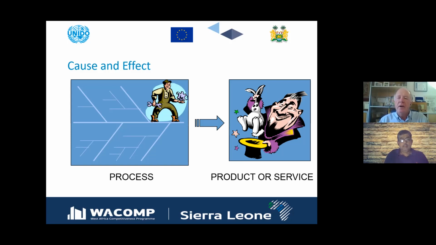So the point is that the result doesn't just happen by chance. It needs a process, and that process is built up around methods, materials, manpower, measurements, and so on, that allow us to have confidence ahead of time that when the magician sticks his hand in the hat, he will actually be able to pull out a fluffy white rabbit. And so this relationship between process and product is vitally important.